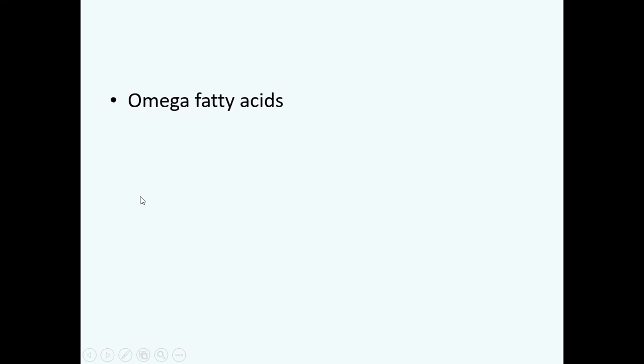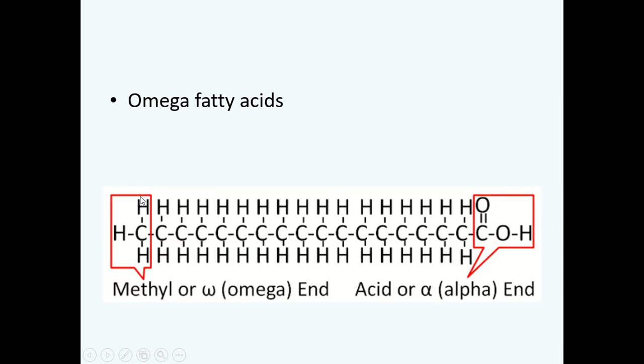Another important type of fatty acids which are beneficial for health are called omega fatty acids. The figure below is showing the structure of a fatty acid. The carbons of fatty acids are numbered starting from the carboxyl group. So this is carbon number 1, carbon 2, 3, and so on.